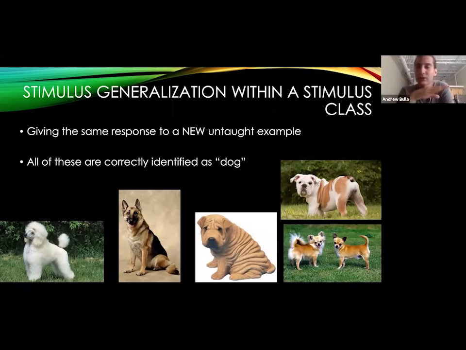So the learner has never seen any of these pictures, and they say, that's a dog, that's a dog, that's a dog. So all of those are correctly identified as dogs, even though the learner has never seen these instances before. So that's one part of conceptual control.